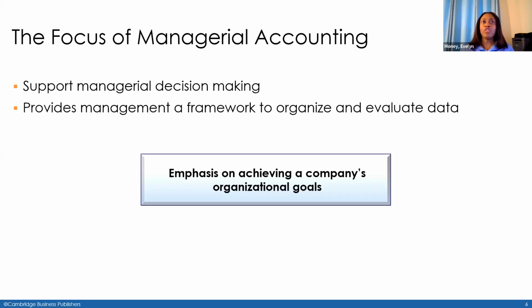We may be trying to help a manager determine whether or not they should add a new product line, whether or not they should close a store, whether or not they should make a raw material or buy it from another company and let them do the work of making it. We're going to provide information to support managers in making that decision in managerial accounting.